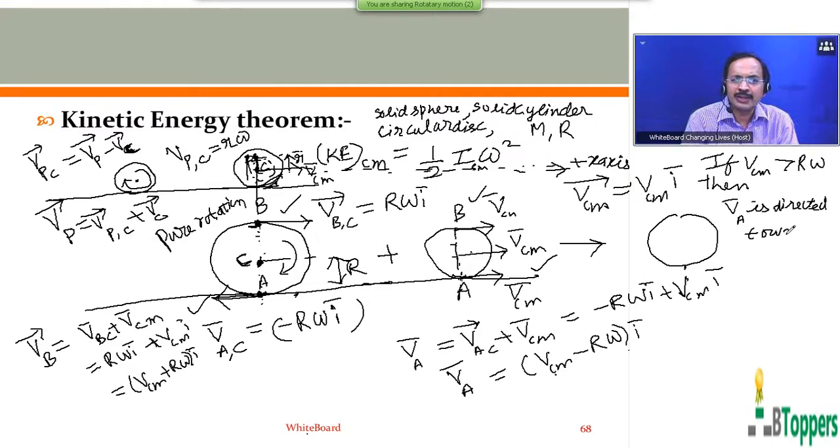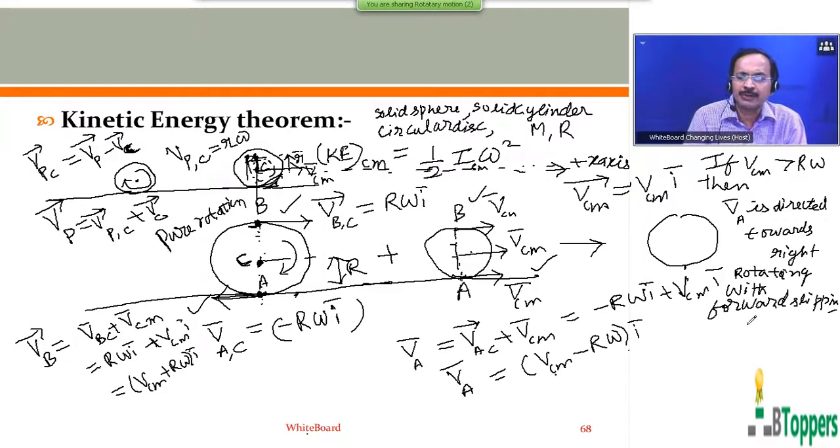That means along positive direction of x-axis, because VCM minus R omega will be positive. Direction of VA bar is in the direction of I bar along positive x-axis. Then the body is said to be rotating with forward slipping, or rolling with forward slipping. Some books write it that way, but more appropriately you can say rotating with forward slipping.